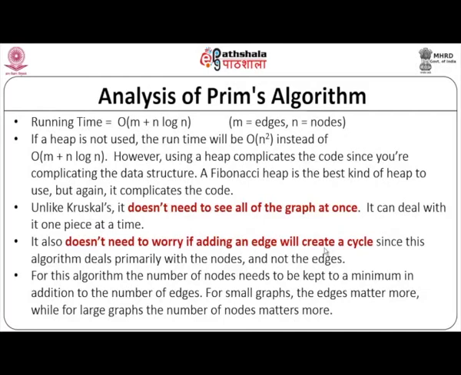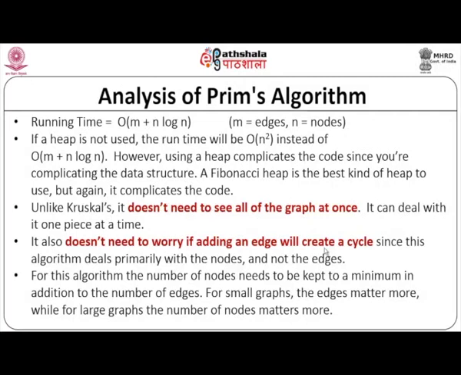You have selected a node, you look at all the edges connecting that node. And it does not need to worry if adding an edge will create a cycle, since this algorithm deals primarily with nodes and not edges. For this algorithm, the number of nodes needs to be kept to a minimum in addition to the number of edges. For small graphs, the edges matter more, while for large graphs the number of nodes matters more.